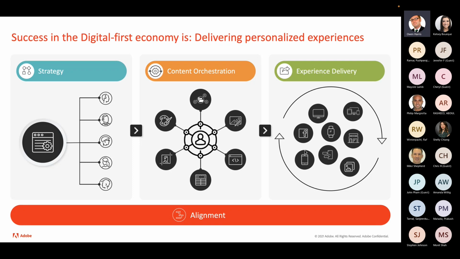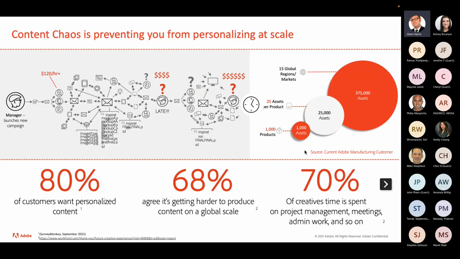And these have to be tightly aligned. Content chaos is typically one of the biggest challenges. 80% of customers want personalized content. I'd say realistically, it's larger than that. Looking at what Adobe customers and what your specific customers are looking for. And they want that not only personalized content and experiences, but on a global scale. And sourcing that content is one of their biggest challenges.